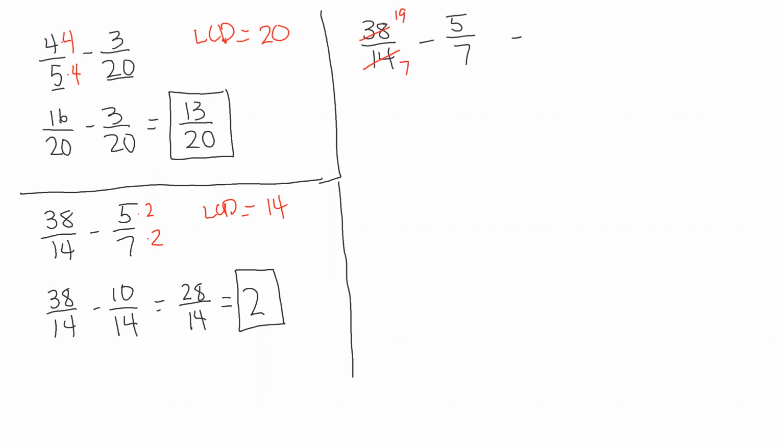So I rewrite the whole problem. I get 19/7 minus 5/7. What do you notice about the denominators? Oh, they're common again. So this is a weird situation where you could reduce first. This almost never happens, but you could reduce first. You get a nice little shortcut here. 19 minus 5 is 14 over 7, which is still, ta-da, 2.